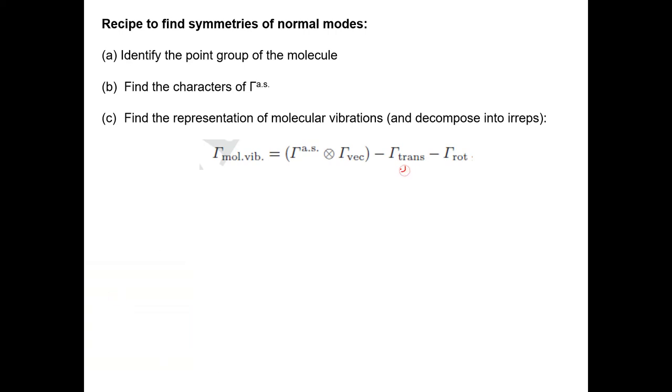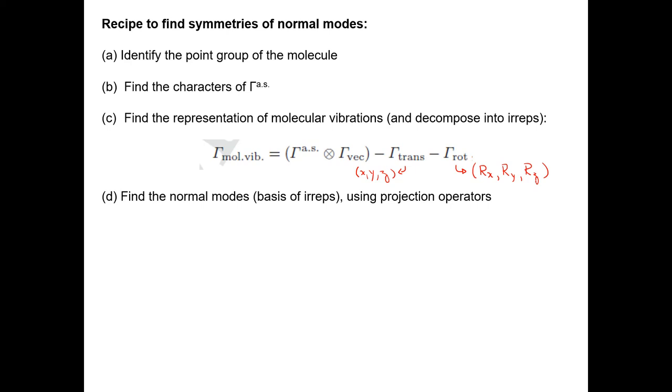In the character table, I have to look where x, y, and z are located and to which irreducible representations they correspond. And for the rotations, I have to look where Rx, Ry, and Rz, the angular momentum basis functions, are located. Then I have to subtract them. After we do that, I obtain the different irreducible representations of the molecular vibrations. And if I want to find the partners, the normal modes in this case, which are the basis functions of the irreps, I have to use projection operators. Same thing as we have done in chapter 4, for instance. And we're going to see how this works by examples.